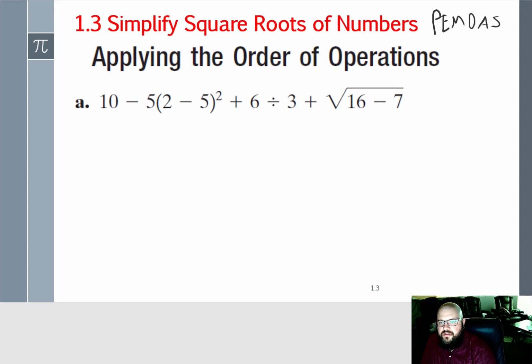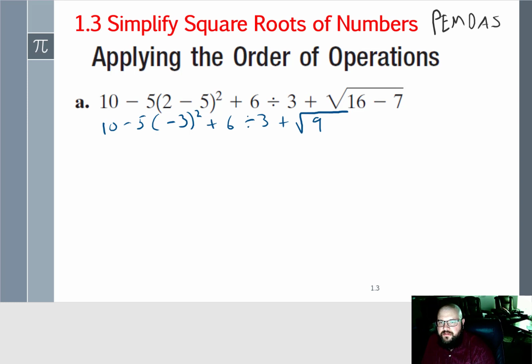So let's start with parentheses. First off, right here, we can simply take this and say 10 minus 5. And then 2 minus 5 should give us negative 3 squared. And then we should just write down the rest of the problem. Plus 6 divided by 3 plus square root, and I'm going to treat this square root as in parentheses as well. We're going to say 16 minus 7, so with that we should get a 9.